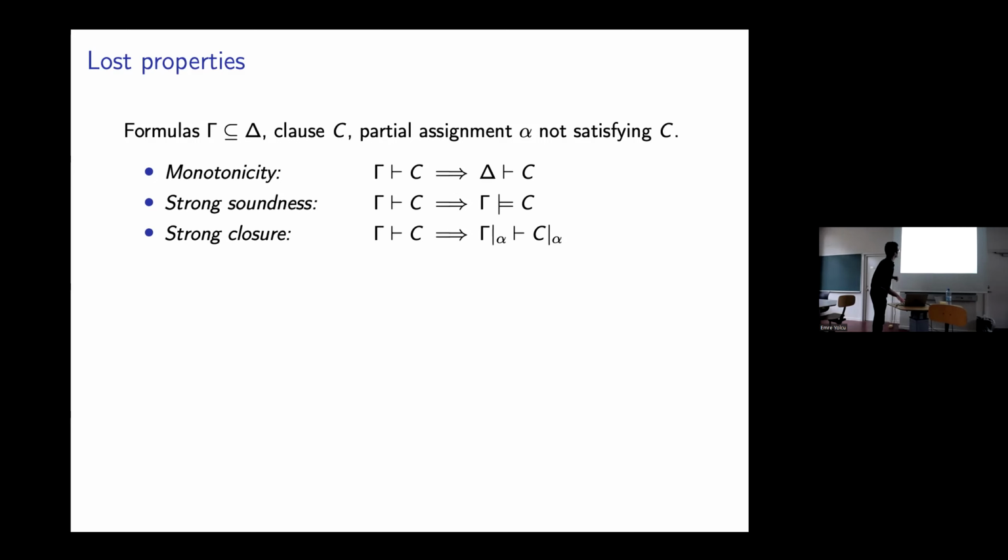But most proof systems are regardless sound in this stronger sense. And this next one is a little harder to parse. It says that if you can derive a clause from a formula, I already told you what restrictions are: you basically evaluate a partial assignment and then look at the resulting formula. So closure says if you can derive a clause from a formula, then you could restrict both the formula and the clause under the same assignment, and you could then derive the restricted version of the clause from the restricted version of the formula.